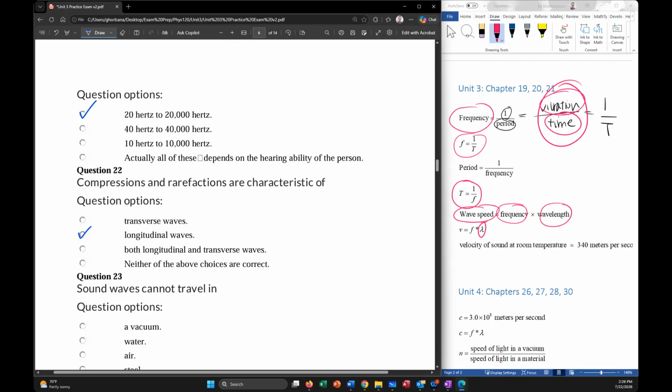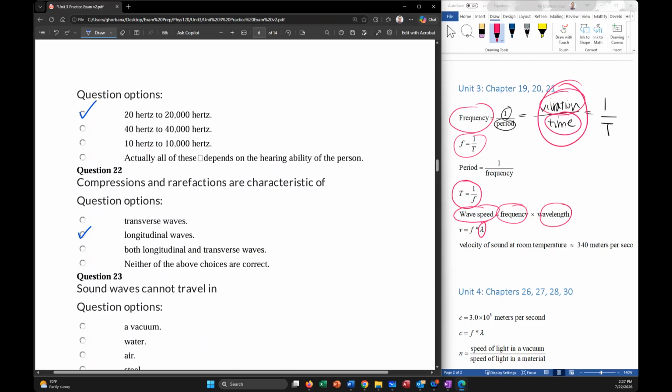Compression and rarefaction happen in sound sources. When we talk about compression and rarefaction in sound, it's like air molecules compressing and stretching. When they stretch, we have low pressure. When they compress, we have high pressure. The high pressure of the air molecules is called compression. The low pressure of the air molecules is called rarefaction.